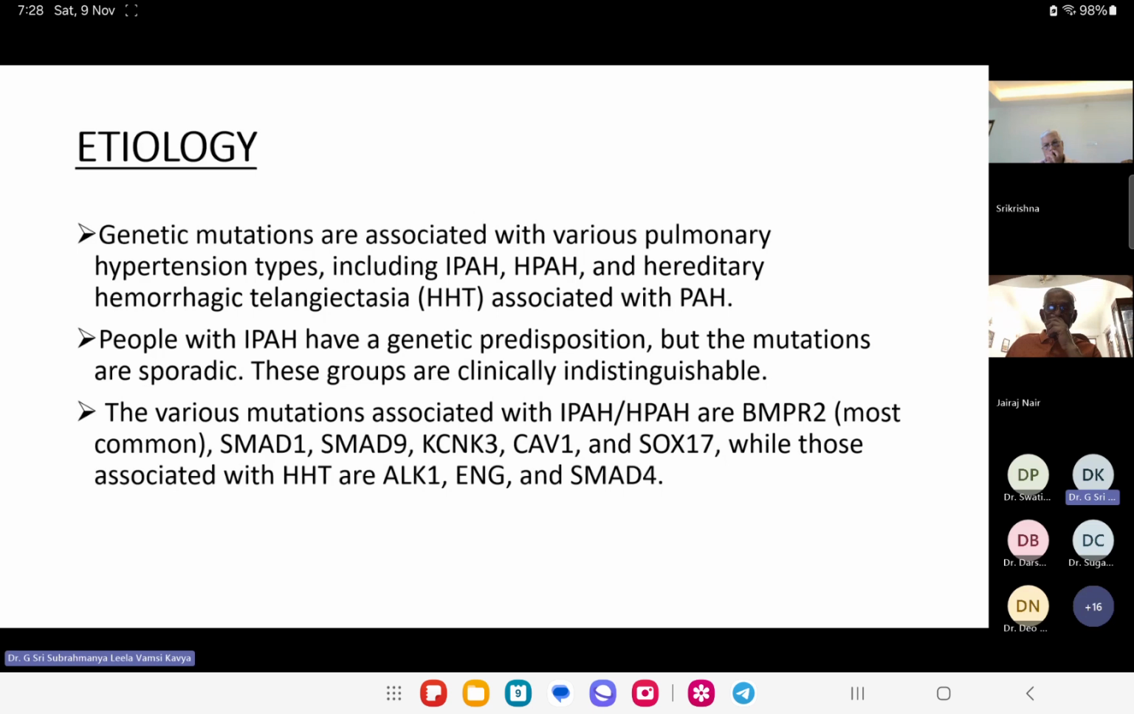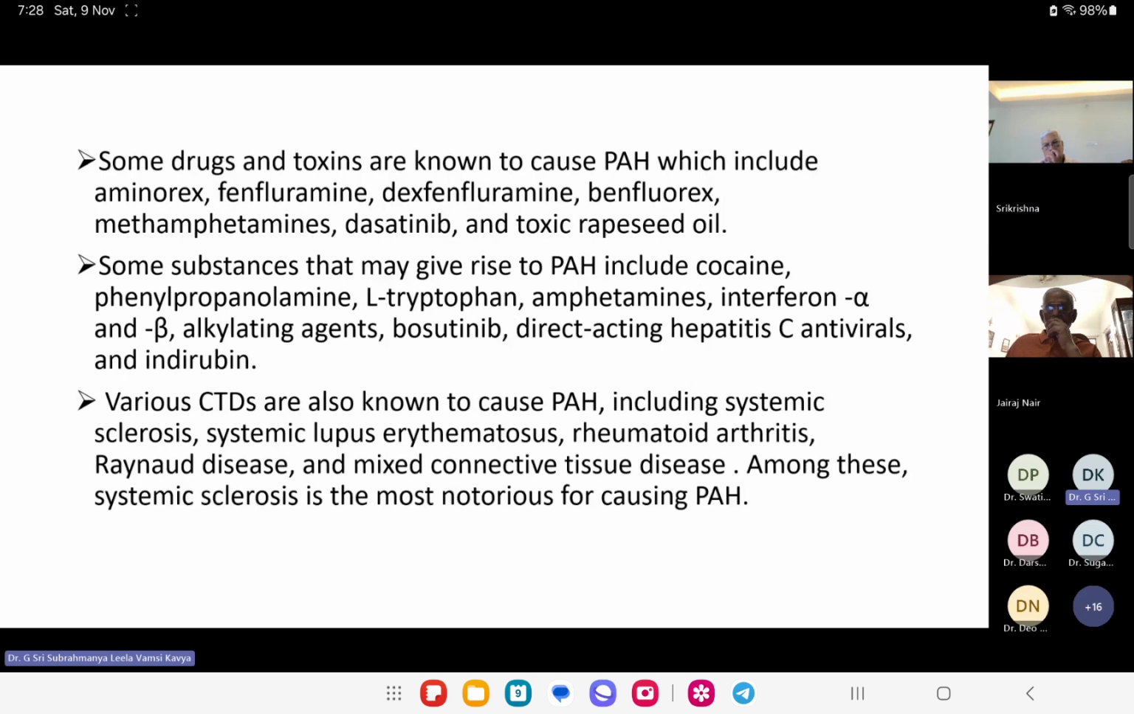Some drugs and toxins are known to cause PAH, which include aminorex, fenfluramine, dexfenfluramine, benfluorex, methamphetamines, dasatinib, and toxic rapeseed oil. Some substances that may give rise to PAH include cocaine, phenylpropanolamine, L-tryptophan, amphetamines, interferon alpha and beta, alkylating agents, bosutinib, direct-acting hepatitis C antivirals, and indirubin.